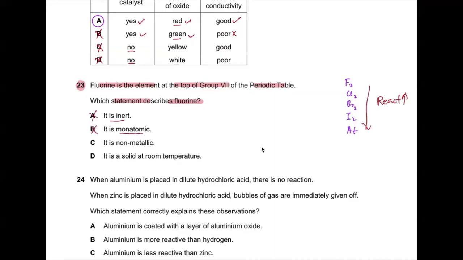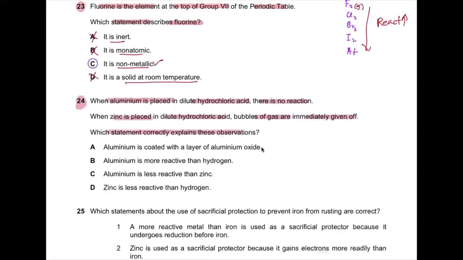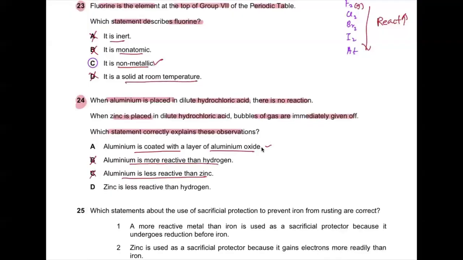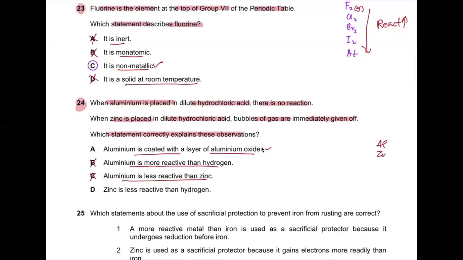We will further check whether the rest of them are wrong. Aluminium is more reactive than hydrogen. Yes, it is. So if that were the reason, it must react with the acid. Aluminium is less reactive than zinc. It's wrong. Aluminium is above zinc in the reactivity series. Zinc is less reactive than hydrogen? No. After zinc comes iron, tin, lead, and then hydrogen. So zinc is more reactive than hydrogen. So B, C, and D are not correct, and A is the correct answer.